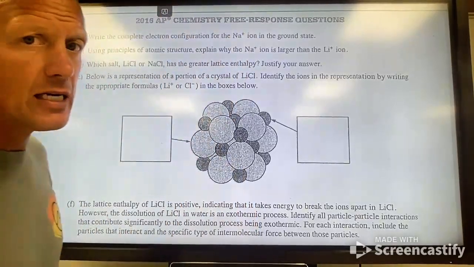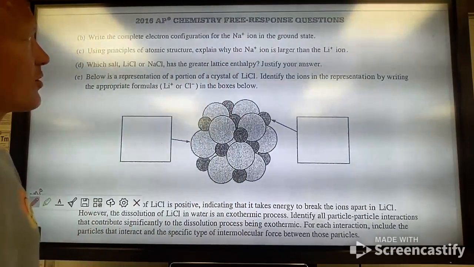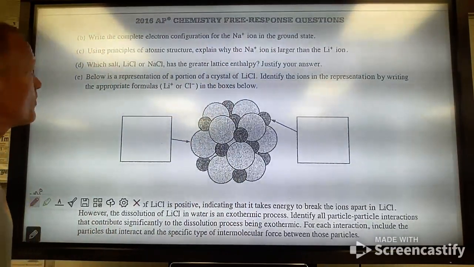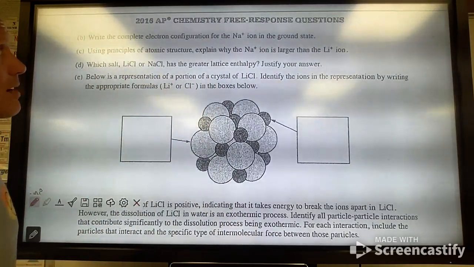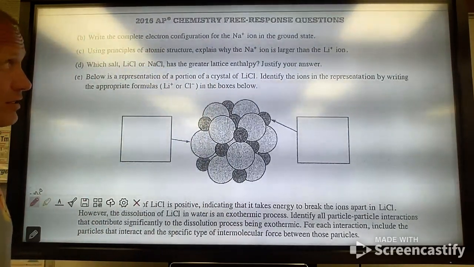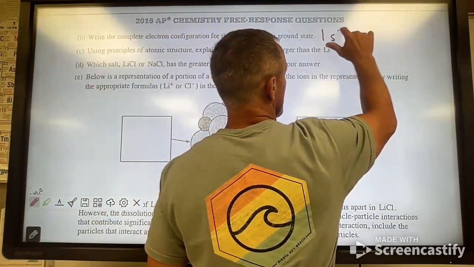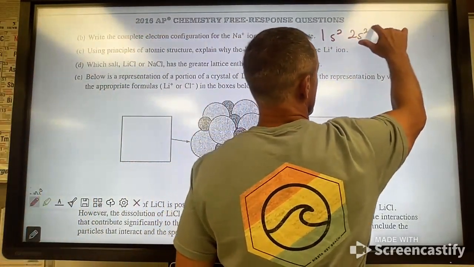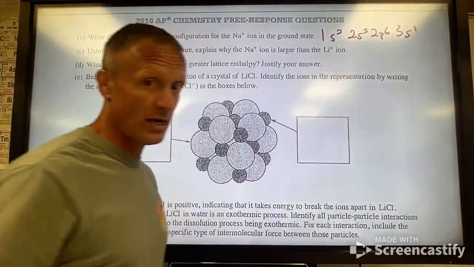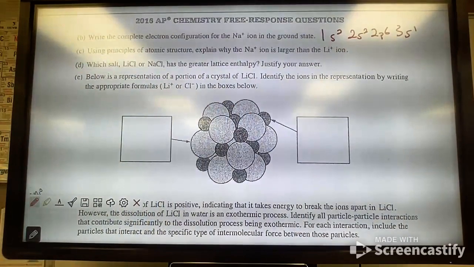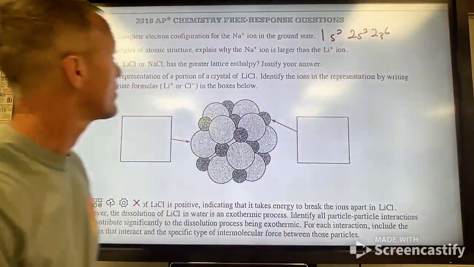Here's 2016 free response questions. Somewhat to do with intermolecular forces, some old stuff too. First thing, write the electron configuration for an Na+1 ion in the ground state. So if we wrote sodium 1s2, 2s2, 2p6, 3s1, that is sodium, but not a sodium ion. A sodium ion has lost electrons. You want to get rid of that.